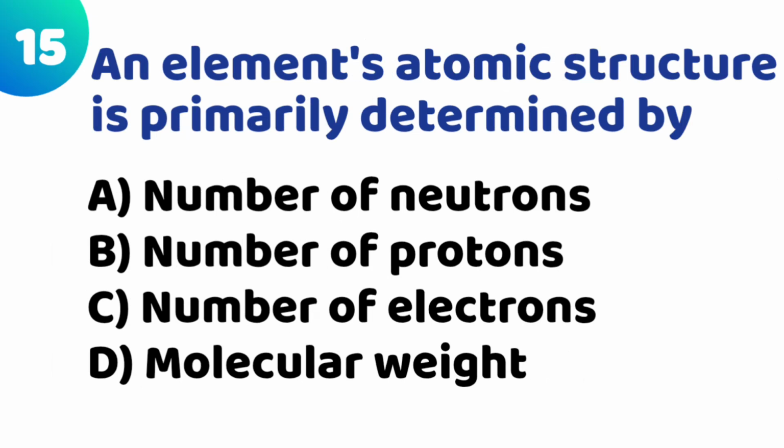15th case. An element's atomic structure is primarily determined by option A, number of neutrons, option B, number of protons, option C, number of electrons, option D, molecular weight. The correct answer is option B, number of protons.